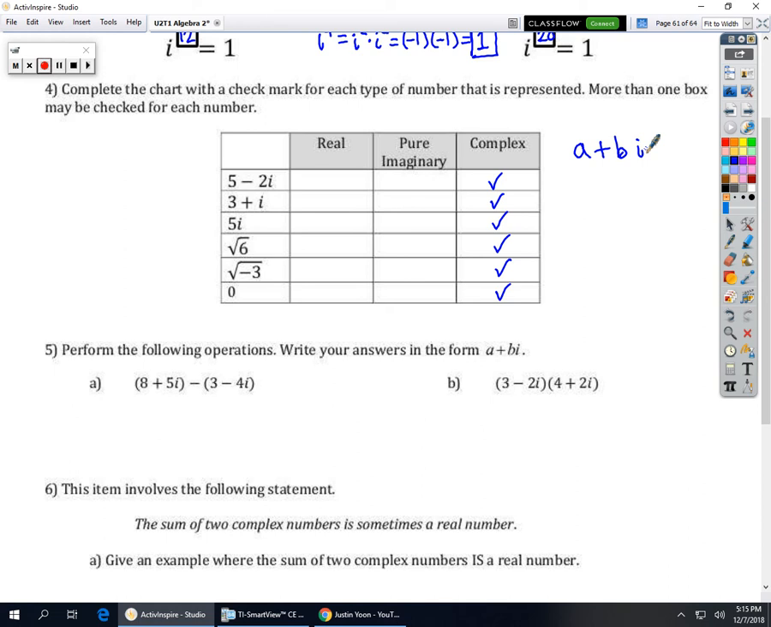Okay, well, that's not real, not pure imaginary. That's not real, also not pure imaginary. This is pure imaginary because there's only one term. It's 5i. There's no plus or minus anything else there. 6 is real, and if it's real, it can't be imaginary. Square root of negative 3. Remember, this actually is just i square root of 3. Remember, you got to take the negative outside of the root. That means it's i root 3. There's one thing, pure imaginary. And 0 is real.